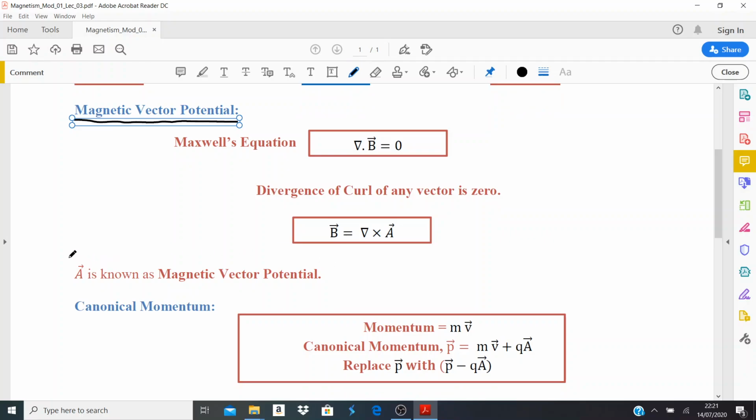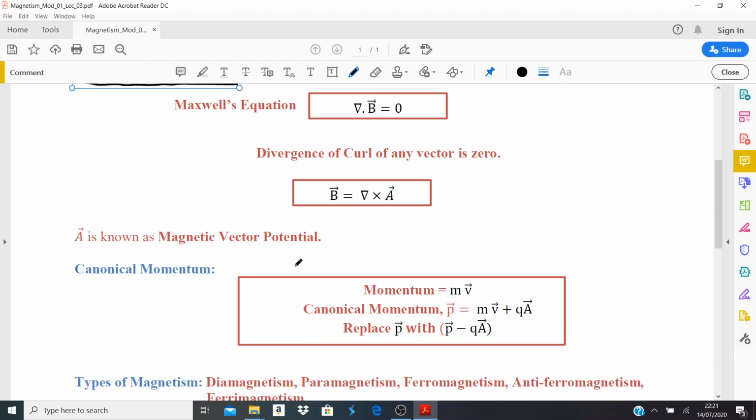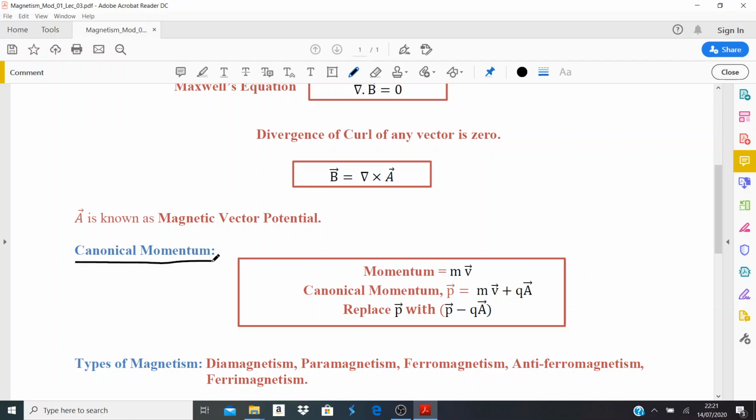So having this quantity in hand, now I want to define another important quantity which will be useful to understand diamagnetic behavior of the solid. This is known as the canonical momentum. If you recall in classical physics, the momentum of a particle is very simple, right? You take the mass of the particle and multiply with its velocity. It's m times v. But we want to define a canonical momentum, p, which is mv plus the charge of the particle times the magnetic vector potential.